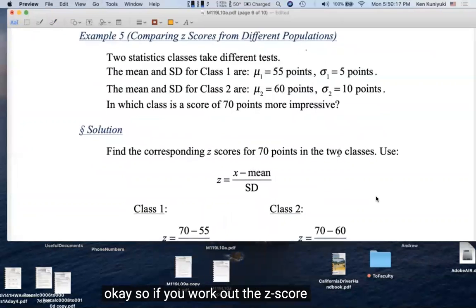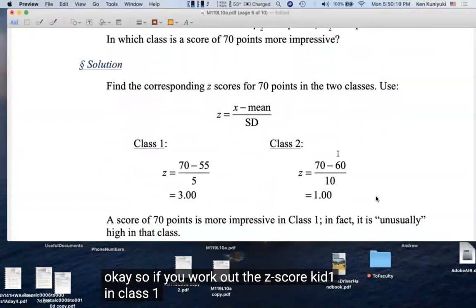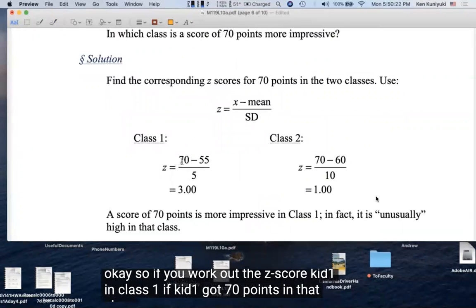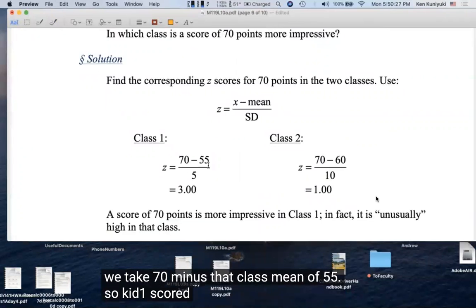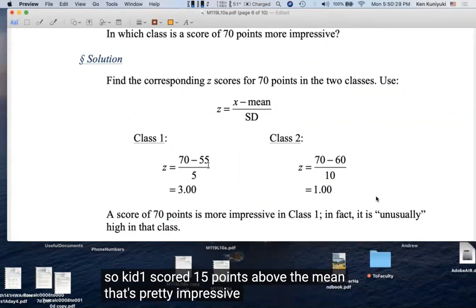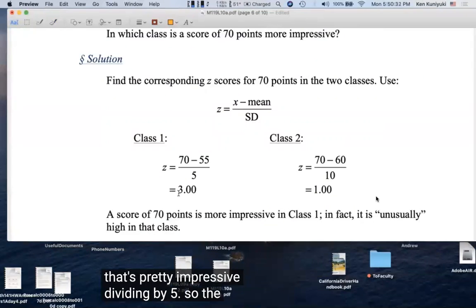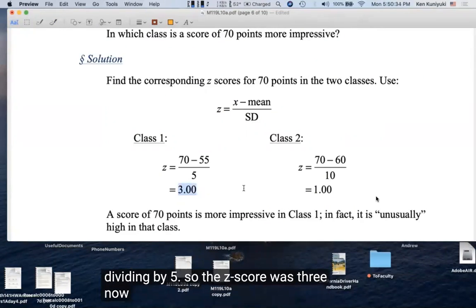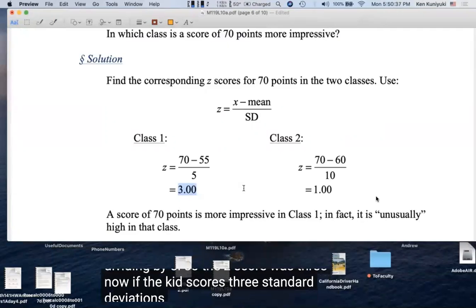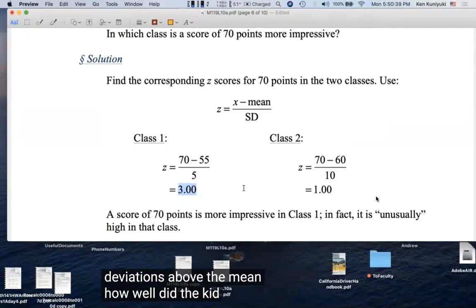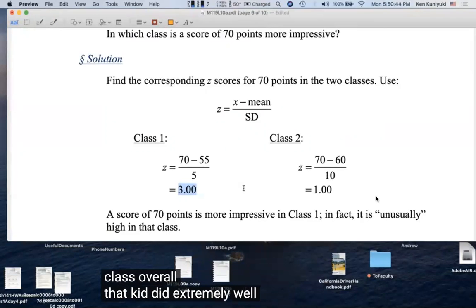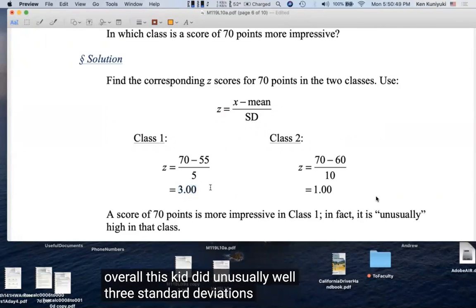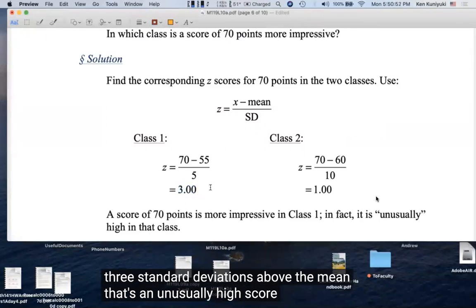Okay, so if you work out the z-score for kid 1 in class 1, if kid 1 got 70 points in that class, we take 70 minus that class mean of 55. So kid 1 scored 15 points above the mean. That's pretty impressive. Dividing by 5, the z-score was 3. Now, if the kid scores 3 standard deviations above the mean, how well did the kid do relative to the class overall? That kid did extremely well relative to the class overall. This kid did unusually well. 3 standard deviations above the mean, that's an unusually high score.